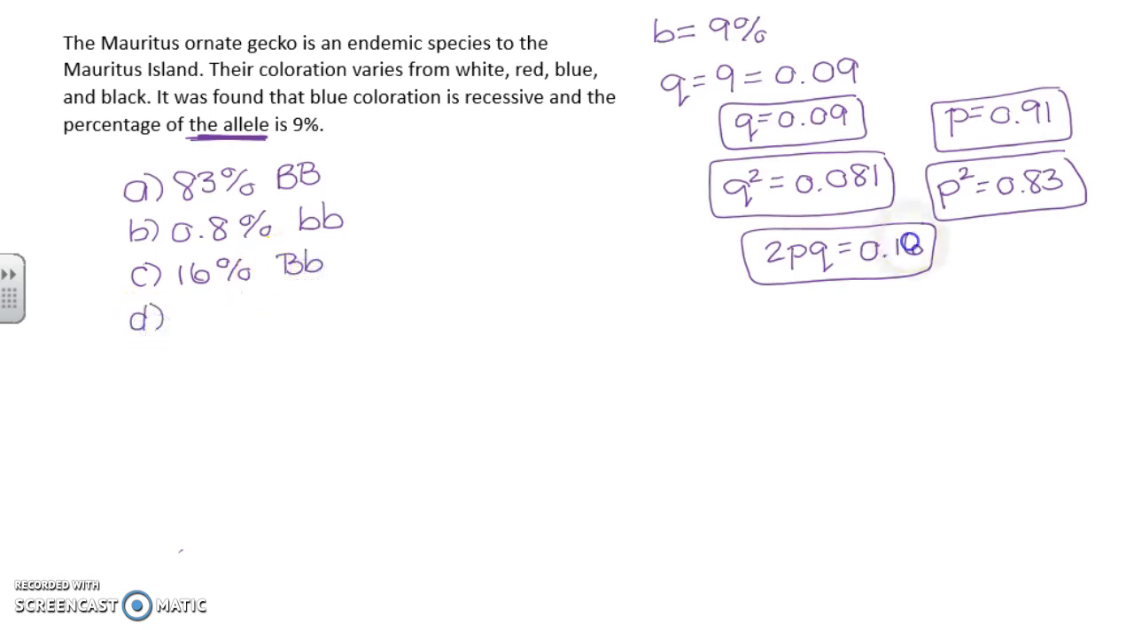The frequency of the dominant allele is 0.91, and the frequency of the recessive allele is 0.09. So that gives us the answer. All right, third question. The population.